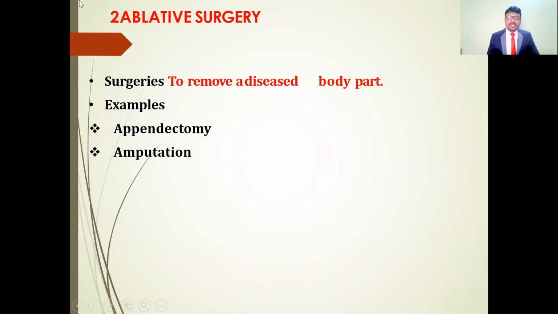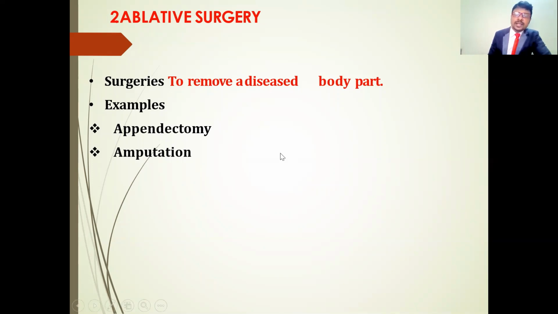Another type of surgery is the ablative surgeries. These are done to remove a diseased body part. In the case of appendicectomy, for appendicitis, the inflammation of the appendix may spread to other parts of the body because of the infection. If the severity increases, the appendix may burst, and the infection may spread throughout the body. So that is the reason we have to remove it.